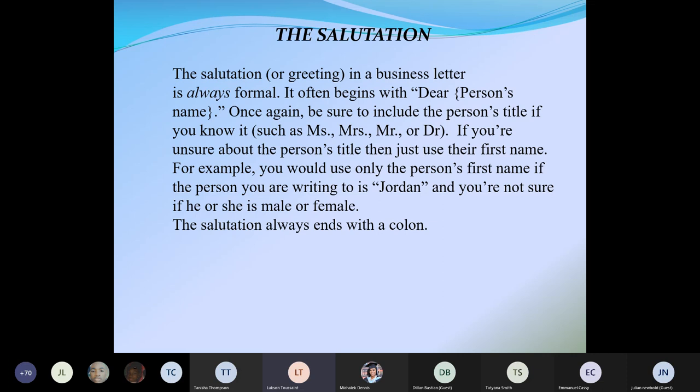A business letter is always formal, so you're not going to say, hey. You're not going to just start off with how you're doing, or what's up. You're going to start off with Dear, and then the person's name. Once again, make sure you include their title, such as Miss, Mrs., Mr., or Doctor. So Dear Dr. So-and-so, or Dear Mrs. Jones, or Dear Mr. Joaquin, or Dear Principal. If you're unsure about the person's title, then you just use their first name. So that's the salutation.